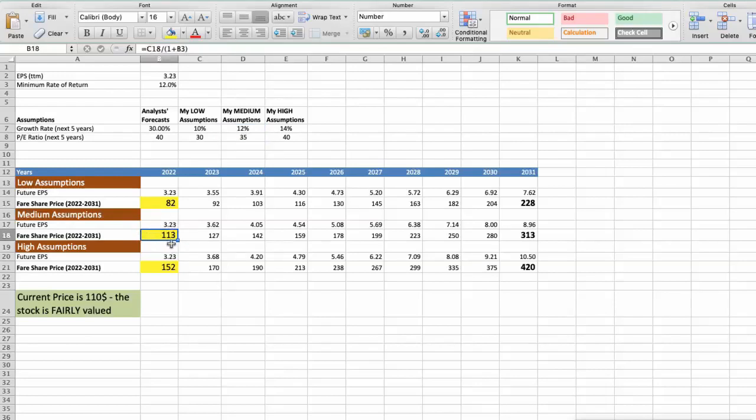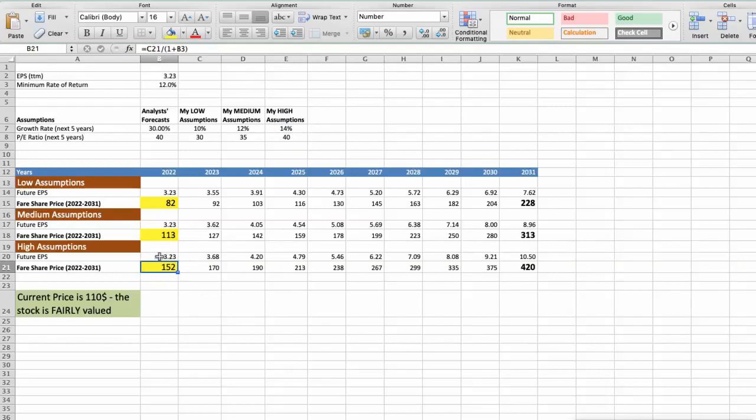Third scenario. AMD will have high performance in next 5 years, and we will use the following parameters in our calculation. Future growth rate would be high, 14%. Future PE would be high, 40%. In this case, the fair value of the stock today would be $152.